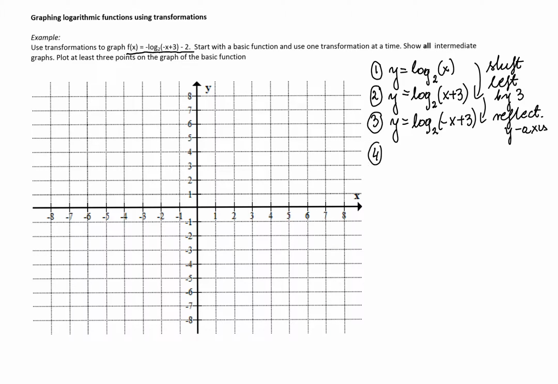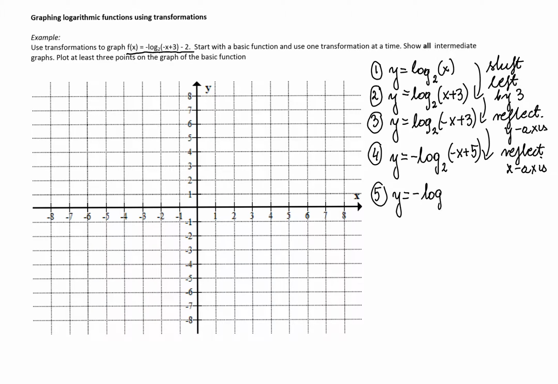The next change that we can observe in the formula of the function is the minus in front of the whole expression that contains the x, in front of logarithm to the base 2. Putting the minus sign in front of a function means that we'll have to reflect the graph about the x-axis. And finally, if you compare formula 4 with our function, we can see that we'll have to subtract 2 from the expression negative logarithm to the base 2 of negative x plus 3, and subtracting 2 means we'll have to shift the graph down by 2.